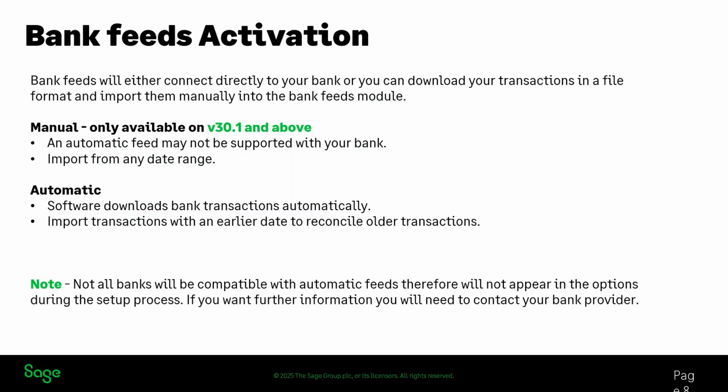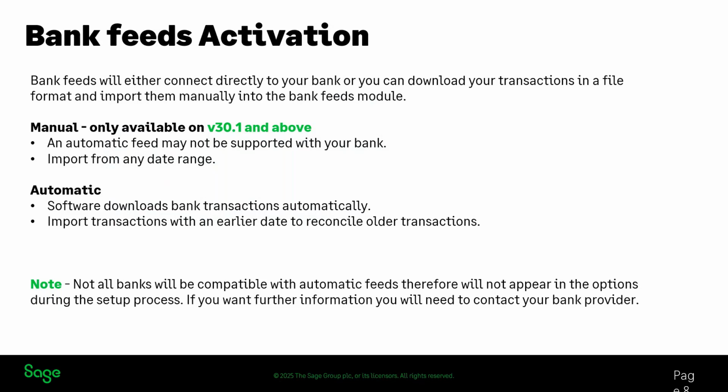Now, not all banks are compatible with what we call an automatic feed. What an automatic feed does is connect to something called the banking service. Now, that's not a Sage thing, that is a bank provider. There are other software packages that may need to connect to bank feeds, so the banking service isn't a Sage thing. But what it will do is the bank will send that information just as a text format, and the software will then automatically download that for you.